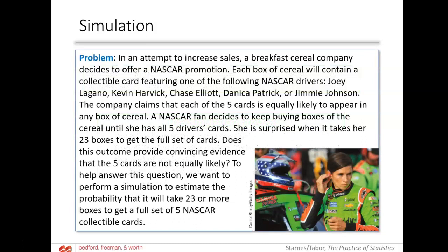So here is a problem. Hey, we know her. All right. In an attempt to increase sales, a breakfast cereal company decides to offer a NASCAR promotion. Each box of cereal will contain a collectible card featuring one of the following drivers. Joey Logano. Okay, now, first of all, I do not follow NASCAR, and I don't know how old this problem is. So if any of these people are not drivers anymore, I apologize. Joey Logano, and also if I'm saying their name wrong, Kevin Harvick, Chase Elliott, Danica Patrick, or Jimmy Johnson.